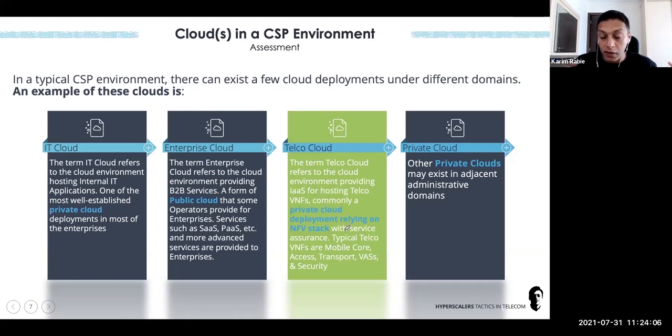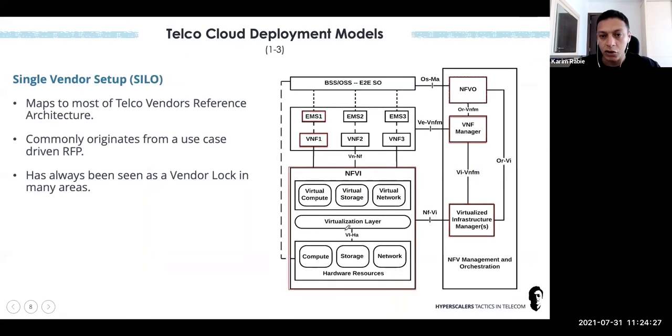So these are the cloud stacks that most probably will be there in a typical CSP: the IT cloud, the enterprise cloud or public cloud, the telco cloud, and other private cloud stacks. So we gave an overview of the current cloud stacks in the CSPs. Now let me focus on the telco cloud deployment models that you might have found in the last few years, and then we will jump into the entry points of the hyperscalers.